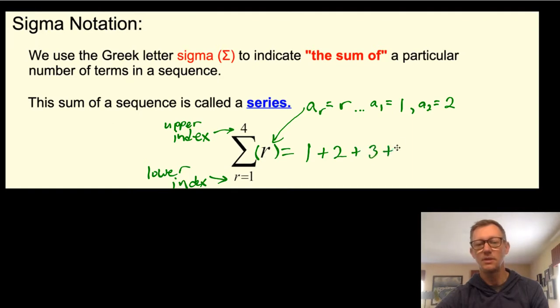And this expression just says add up the first 4 terms in the set of counting numbers: 1, 2, 3, 4. And we add those up and we get 10. And 10 is what we call the value, or the sum, of this expression in sigma notation.